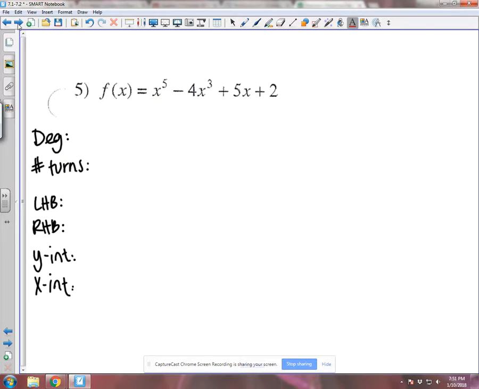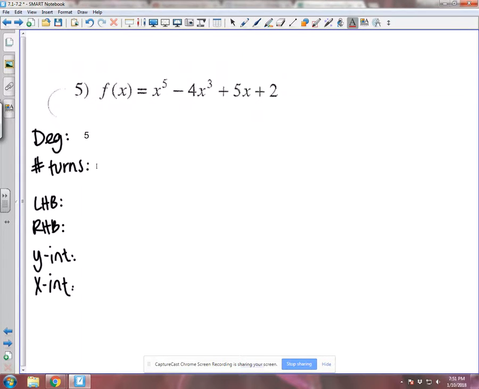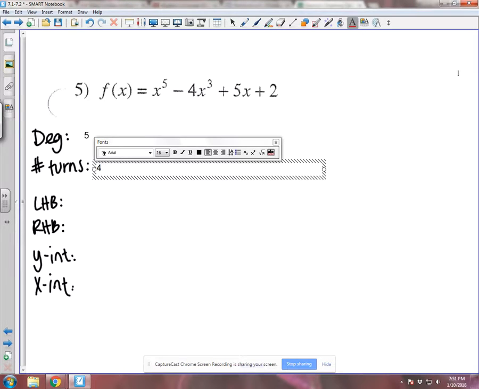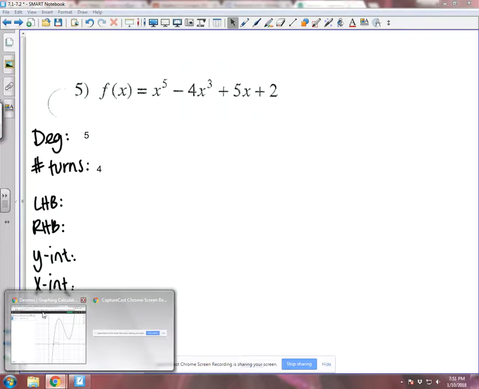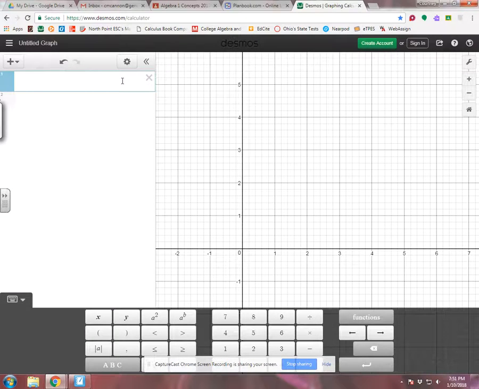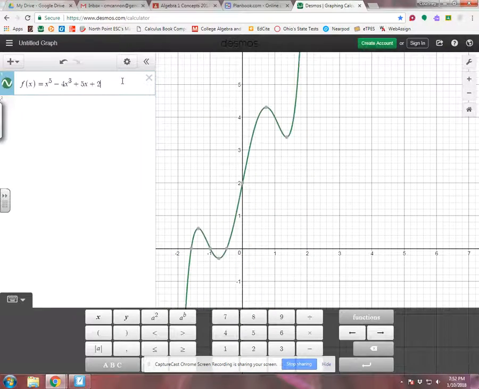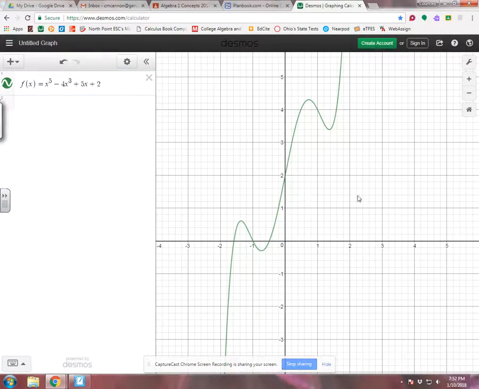Okay, moving along. Let's go to number 5. You notice my equation up here, so let's do the degree. The degree of this thing is the highest exponent. The number of turns, this time, is going to be 4. Remember, it's the degree minus 1. Okay, let's go back into Desmos and let's get this thing typed in. F of x is x to the 5th minus 4x to the 3rd plus 5x plus 2. Make sure you're careful typing these in, folks.